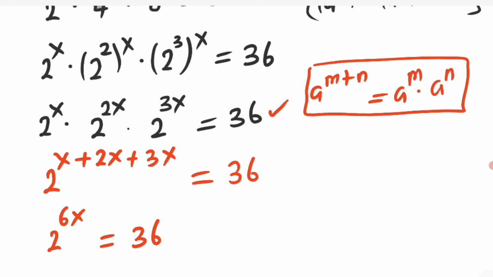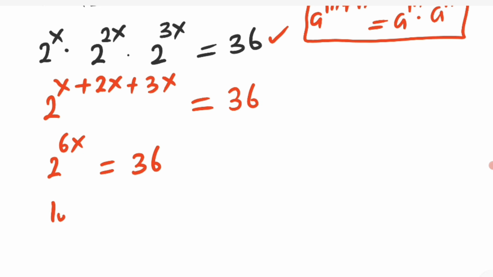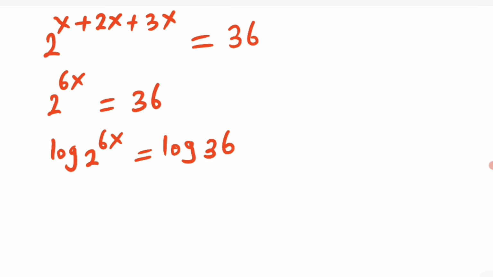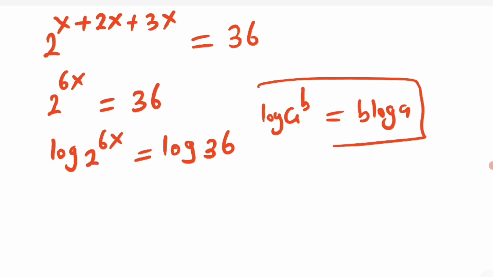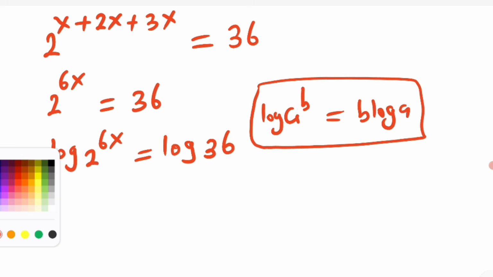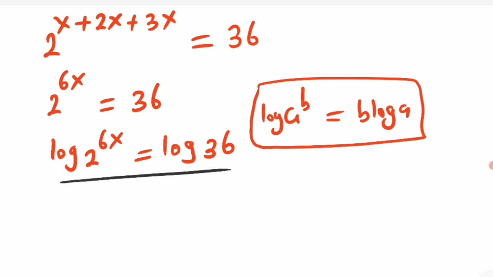Let us take the log on both sides of this equation. Log 2 raised to power 6x is equal to log 36. And if you have log a raised to power b, this is equal to b log a. Then the whole of this can be written as 6x log 2 is equal to log 36.